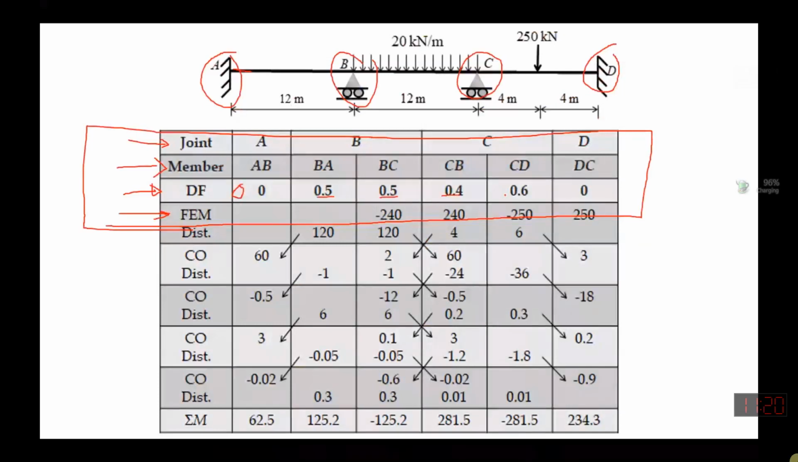Then you have calculated the fixed end moments. So what is the fixed end moment at this point? 0. Fixed end moment at this one? 0. Fixed end moment here is minus 240, and fixed end moment over here is plus 240. Fixed end moment at this end is minus 250, and over here is plus 250.